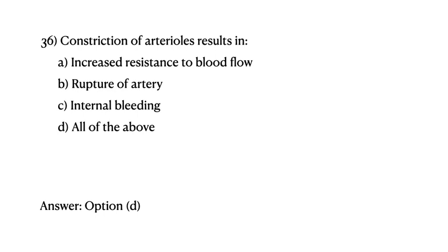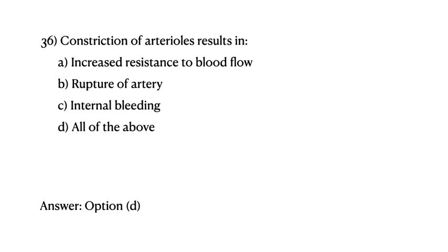Question number 36. Constriction of arterioles results in option A increased resistance to blood flow, option B rupture of artery, option C internal bleeding, option D all of the above. Children, in arteries the blood pressure is very high. So whenever there is constriction in the arteries, it results in increased resistance to blood flow, and that can lead to rupture of the artery, which is followed by internal bleeding. So here all of the above would be the correct answer.